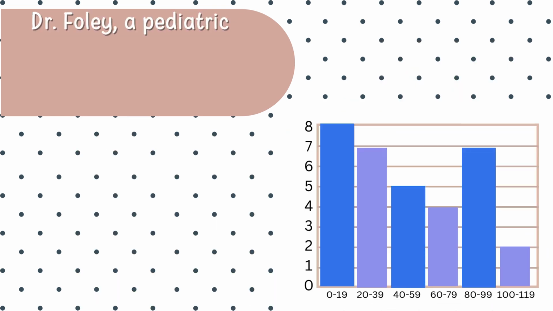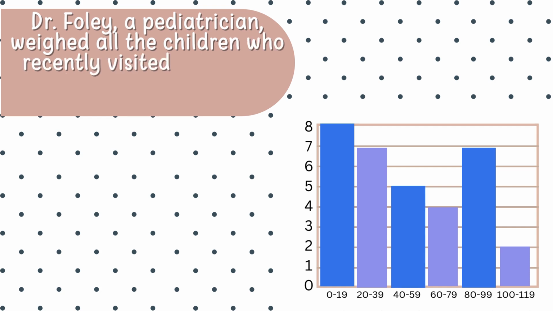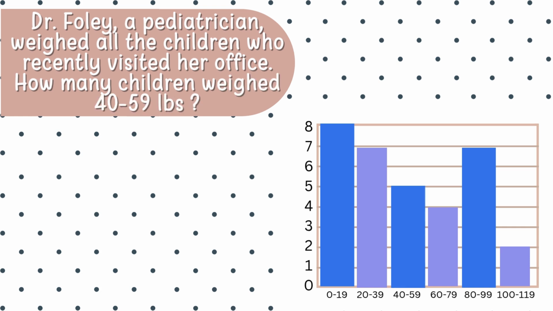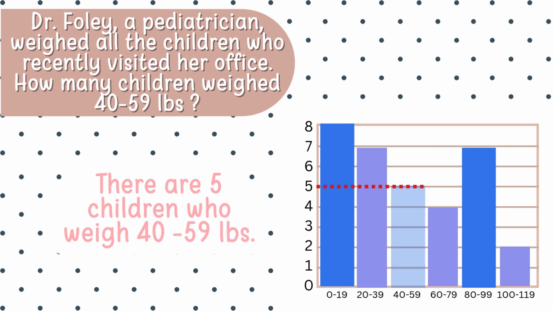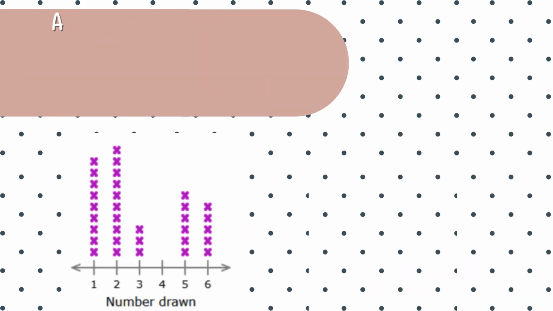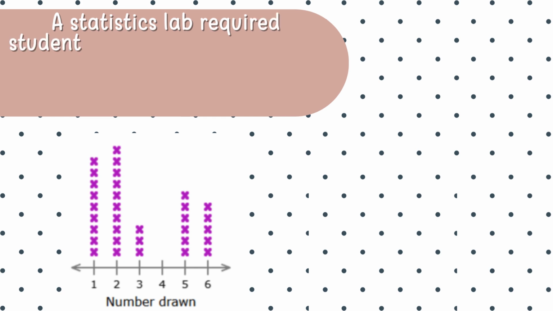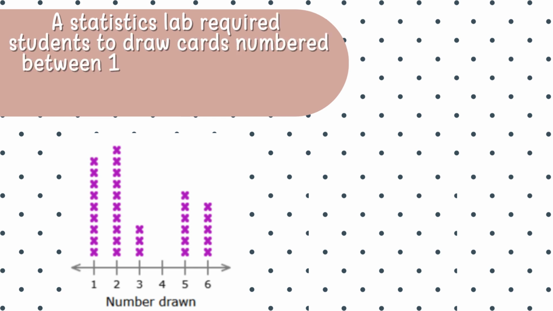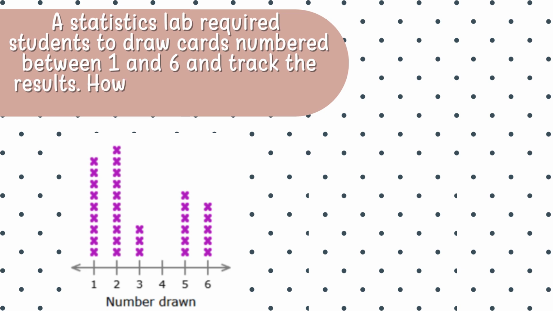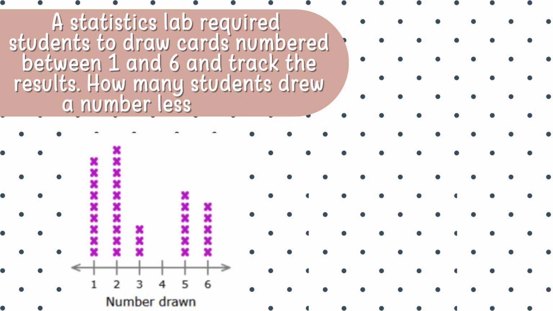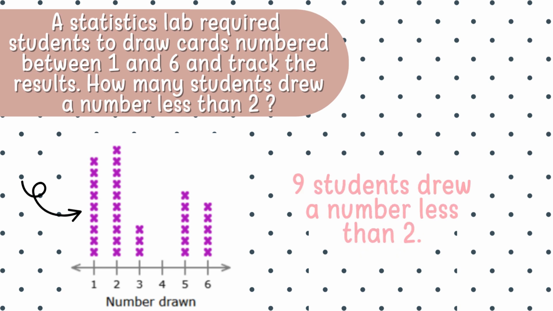Dr. Foley, a pediatrician, weighed all the children who've recently visited her office. How many children weighed 40 to 59 pounds? So we need to look for the bar graph that shows 40 to 59. This happens right here. And it looks like it goes across at 5, so there are 5 children who weigh 40 to 59 pounds. A statistics lab required students to draw cards numbered between 1 and 6 and track the results. How many students drew a number less than 2? Well, the only number drawn that is less than 2 is 1. So we see that there are 9 boxes, so that tells us 9 students drew a number less than 2.